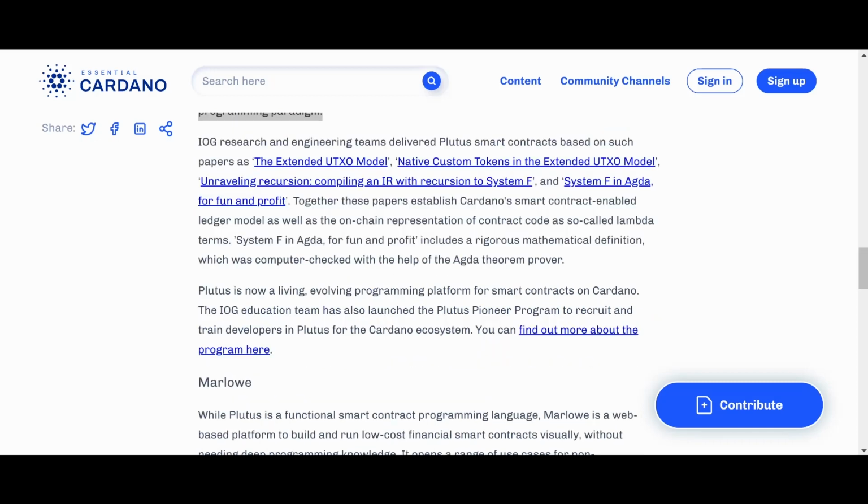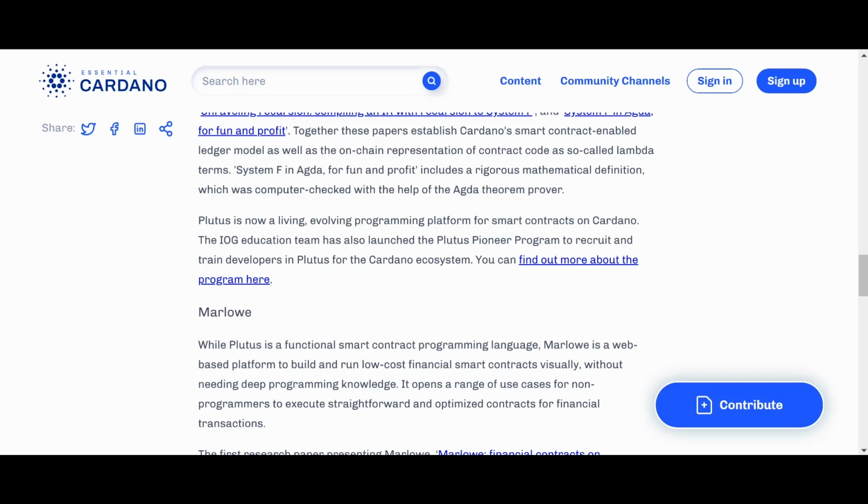Then it goes to say IOHK and engineering teams develop Plutus smart contracts based on such papers as the extended UTXO model, native custom tokens in the extended UTXO model, unraveling recursion, compiling IR with recursion to System F, and System F in Agda for fun and profit. Together, these papers establish Cardano's smart contract-enabled ledger model, as well as an on-chain representation of the contract code, so-called lambda terms. System F in Agda for fun and profit includes rigorous mathematical definitions, which were computer checked with the help of the Agda theorem prover.